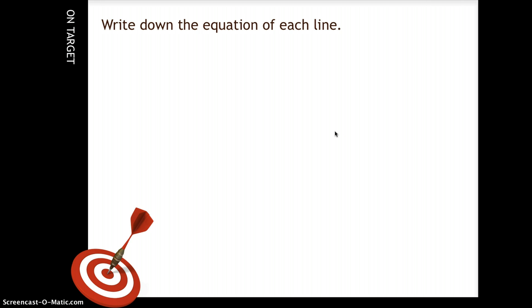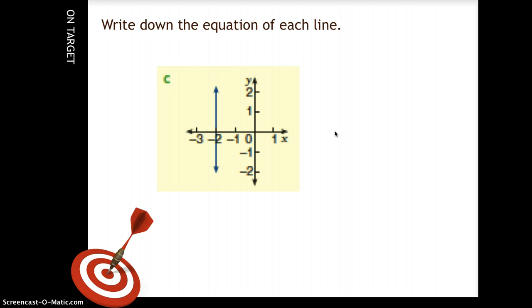Another one. Now what I would like you to do is look at this graph, this line, and write the equation in your notebook. So pause the video, write the equation in your notebook, and then play it when you are ready. I hope you have written down your answer. Your answer should be x = -2. The line is vertical and it's parallel to the y-axis, so it's x = -2.